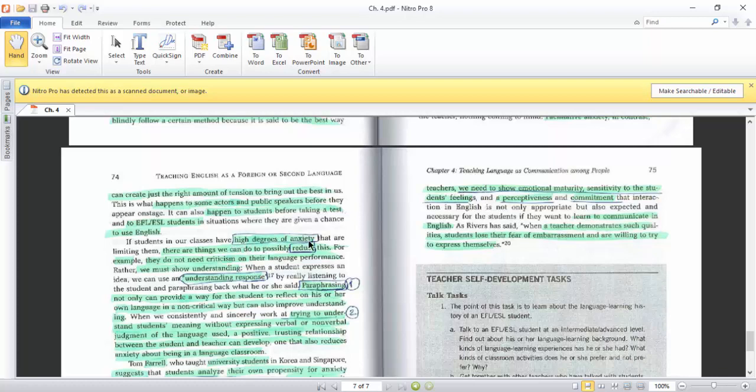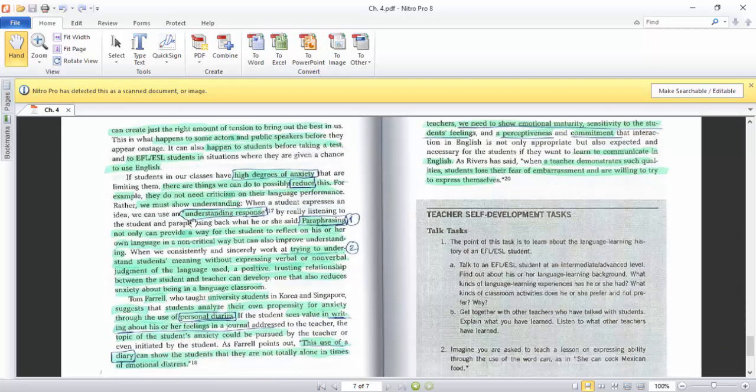For a high degree of anxiety, there are things we can do to possibly reduce it. As teachers, we can reduce these things of high anxiety. How can we break down this anxiety of the student? We should understand their response and what we can do. For example, they do not need criticism of their language performance.